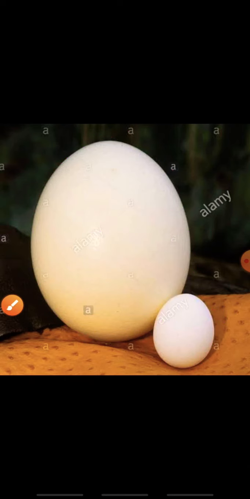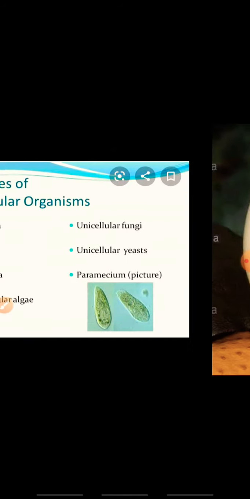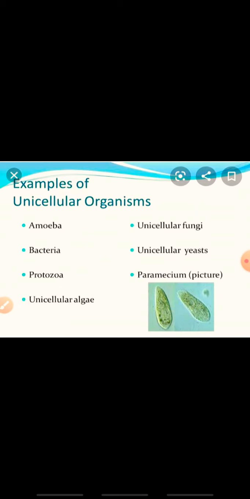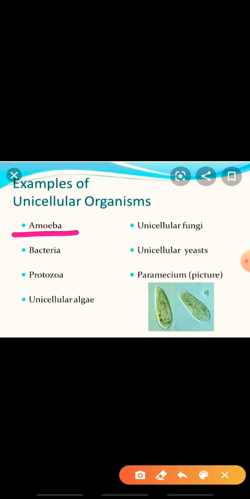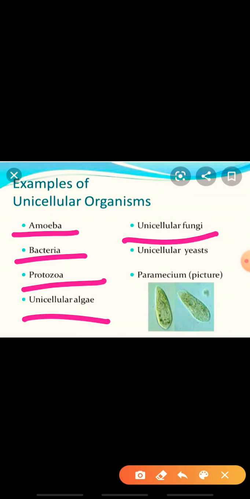Then we will talk about the number of cells. The number of cells can be divided into two parts: unicellular organisms and multicellular organisms. Unicellular organisms are those organisms that are made up of only one cell, for example amoeba, bacteria, protozoa, unicellular algae, unicellular fungi, unicellular yeast, and paramecium. So these are all examples of unicellular organisms.